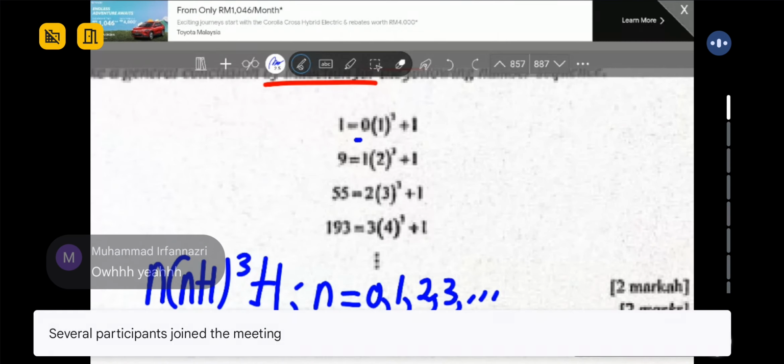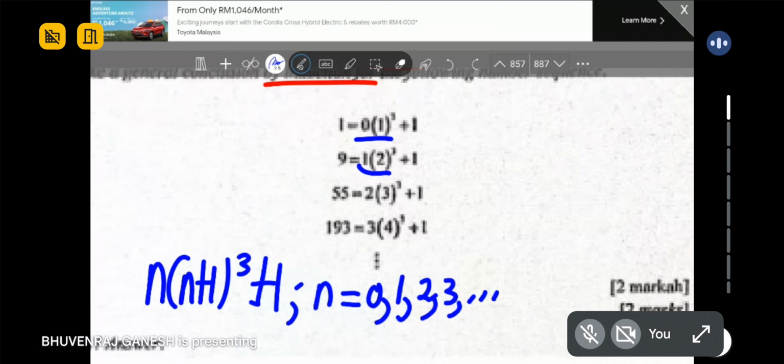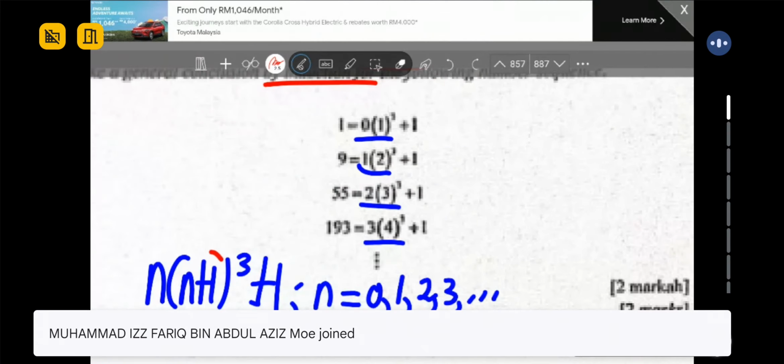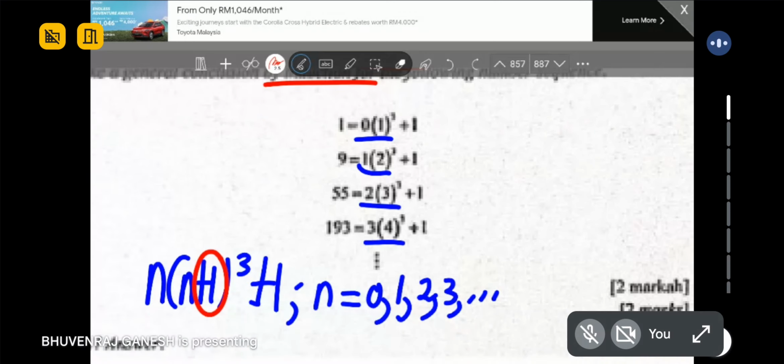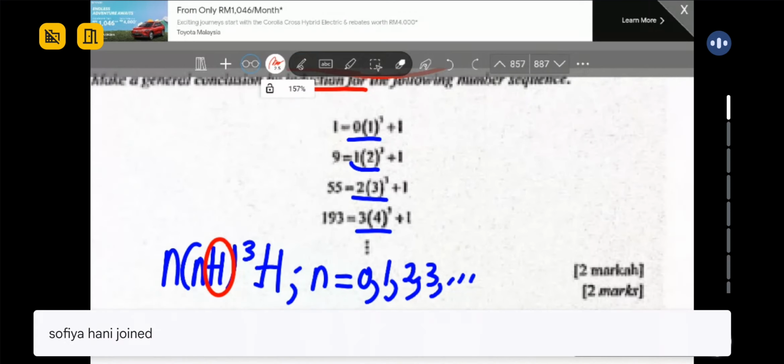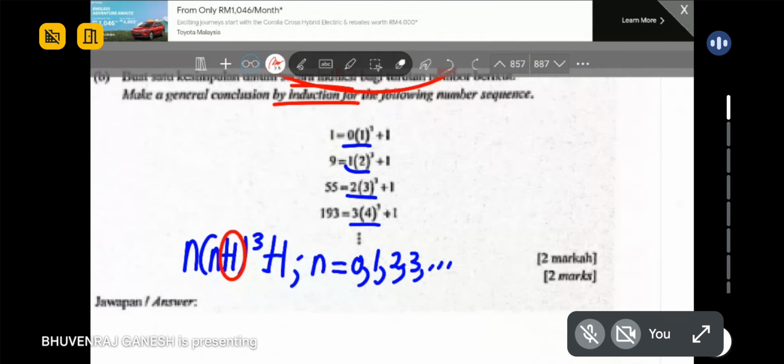Because 0 changed to 1. 1 changed to 2. 2 become 3. 3 become 4. So tambah 1, tambah 1. Nampak tak? Okay, dalam baris yang sama, kamu kena tambah 1. Clear? How to solve the question? Jelas? So anytime you see a number that is changing, kamu nampak nombor yang berubah, just give a symbol n.